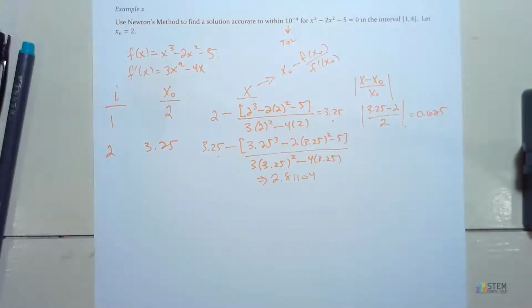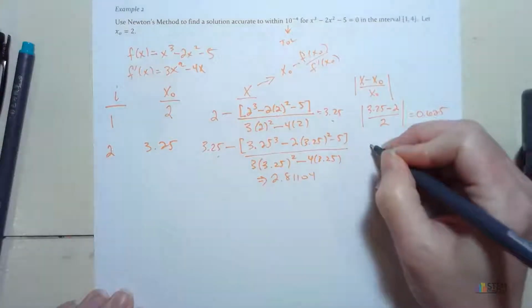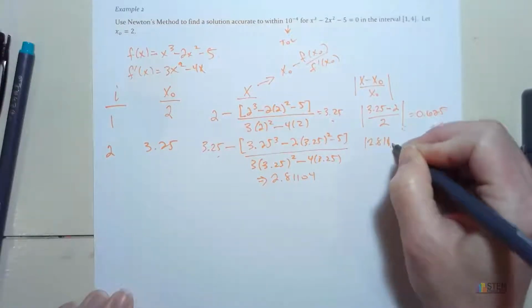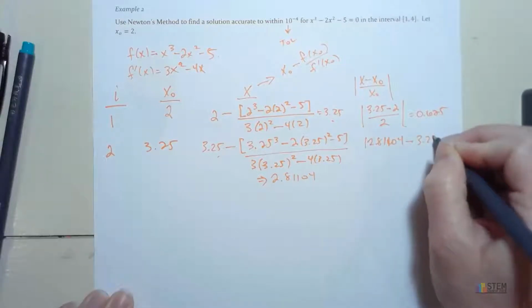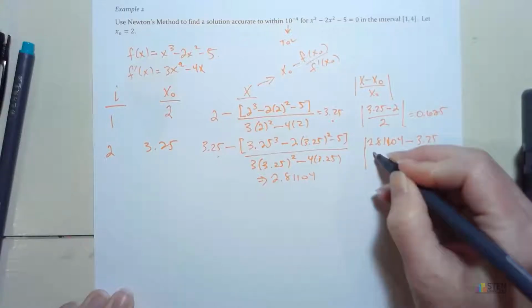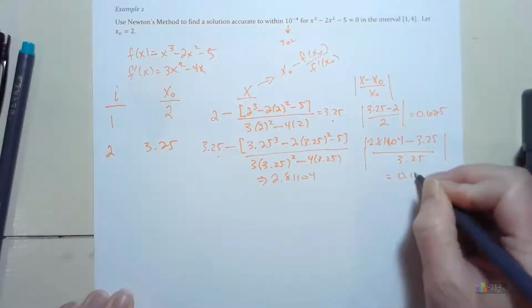And again, just to let y'all know, you always want to carry out digits. You don't want to cut it off after 2 digits past the decimal place. The more you have, the better. Otherwise, you're going to lose accuracy. So let's take this number, plug it in over here, check out the tolerance, see if we meet it. Now we've got 2.81104 minus 3.25, put that over 3.25, and we get 0.1351.